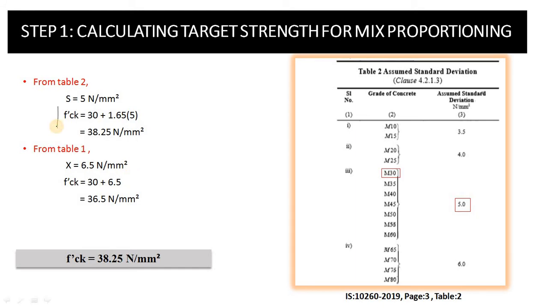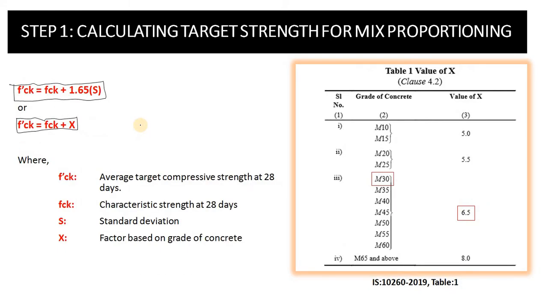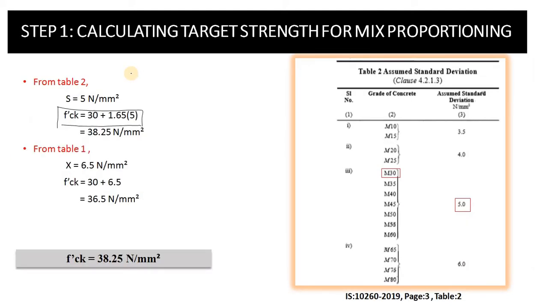So first we will see f'ck is equal to fck plus 1.65 into s. So in our case the grade of concrete is M30, and the value of s will be taken from table number 2 of IS 10262:2009, page number 3. So we'll have the value of f'ck, which is the target mean strength, from the first formula as 38.25 Newton per mm square.